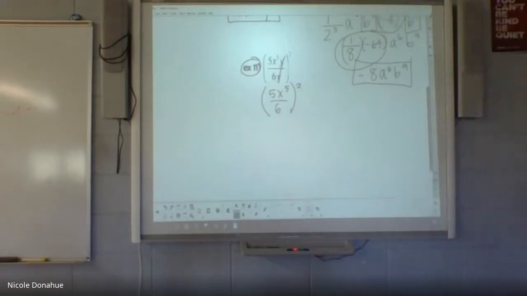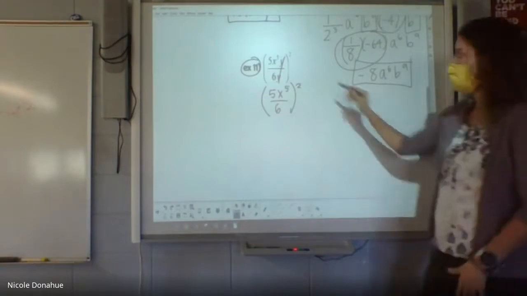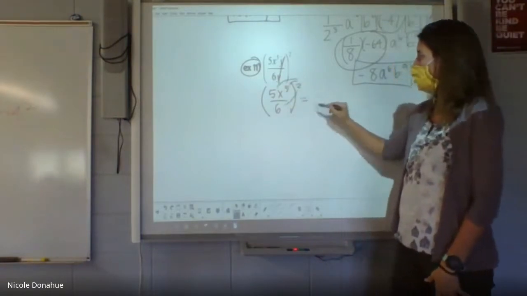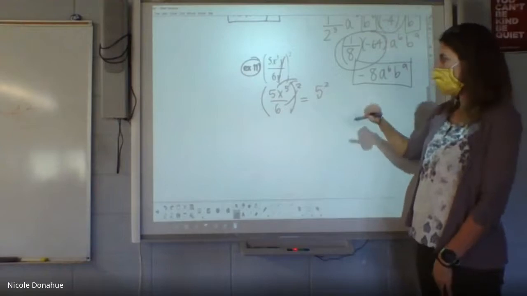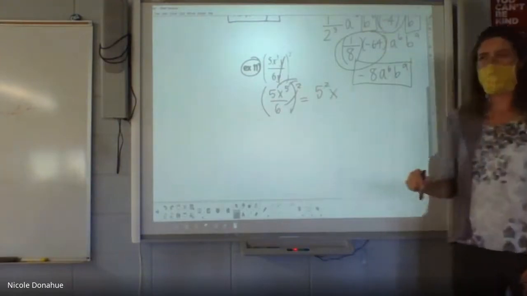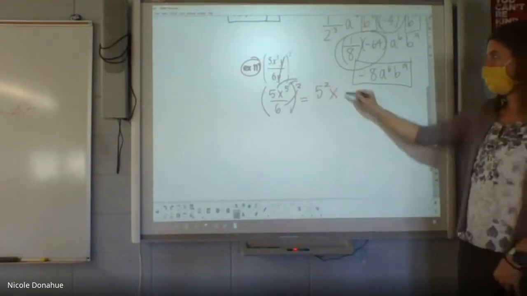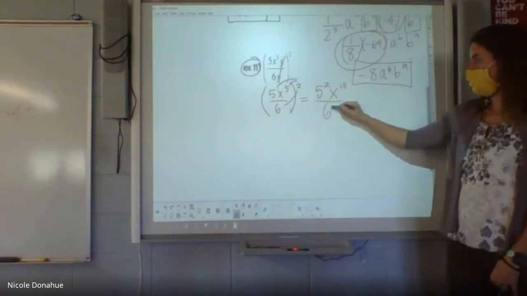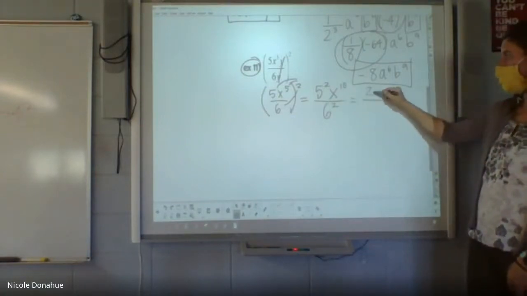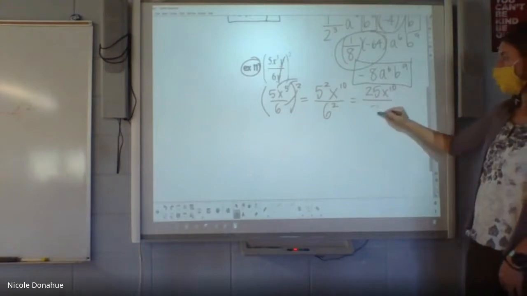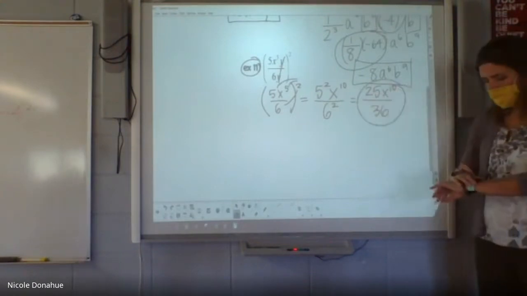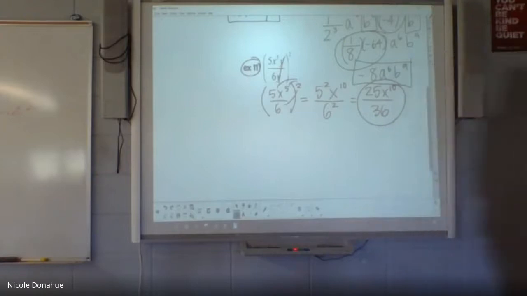Now that 2 has to go in everywhere. But now we have less places to put it because we simplified a little bit first. Had you not done that, it would have been okay as well. So 5 to the second, x to what power? 10. 6 to the second. And then I'm just going to figure those out. As much as it seems like you should be able to do it, 25 over 36 doesn't simplify at all.